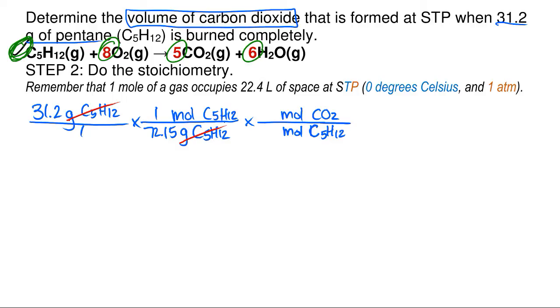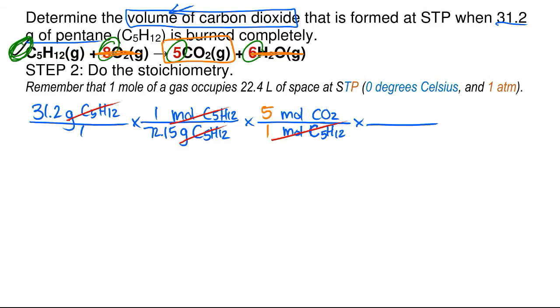For this problem, we don't care about how much oxygen is needed. We don't care about how much H2O is formed. We want to find out the volume of CO2 that is formed, so we've got to use that 5 for the molar ratio between the carbon dioxide and the pentane. Let's check to see if something is canceled out. Our moles of pentane are gone, and we have moles of carbon dioxide. The next step is how do we go from moles to volume, which is our final destination.